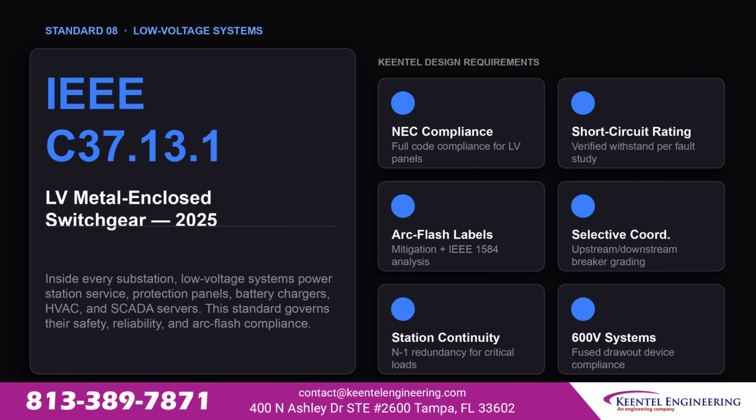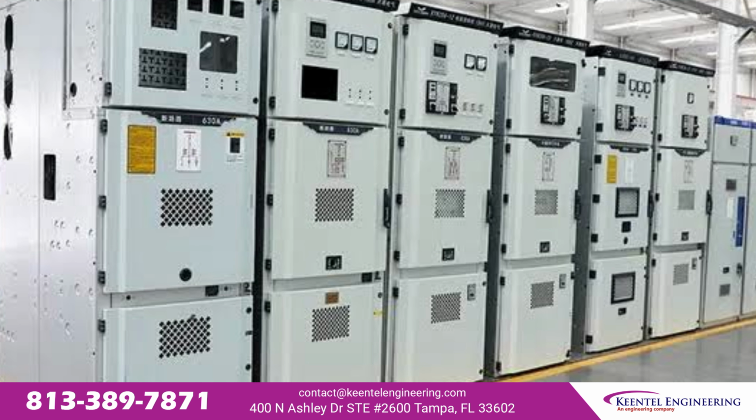At Keentel Engineering, every LV design includes full NEC compliance, short-circuit withstand ratings verified against fault study results, arc flash labeling per IEEE 1584, selective coordination studies, and N-1 redundancy for critical station service loads. The low-voltage system is the nervous system of the substation, and it gets treated that way.